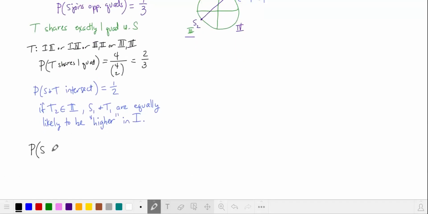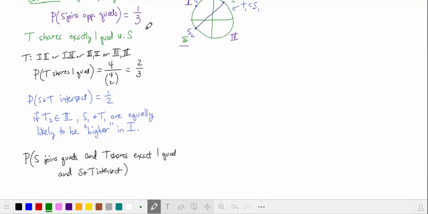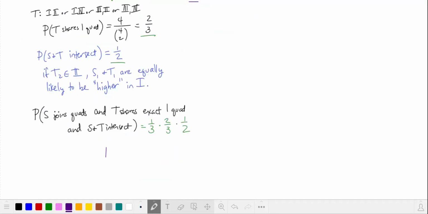So we have the probability that S joins opposite quadrants, and T shares exactly one quadrant with S, and S and T intersect. We'll just multiply these probabilities. We have 1/3 and 2/3 and 1/2. So the probability from case 1A is 1/9. Now we'll go on to case 1B.